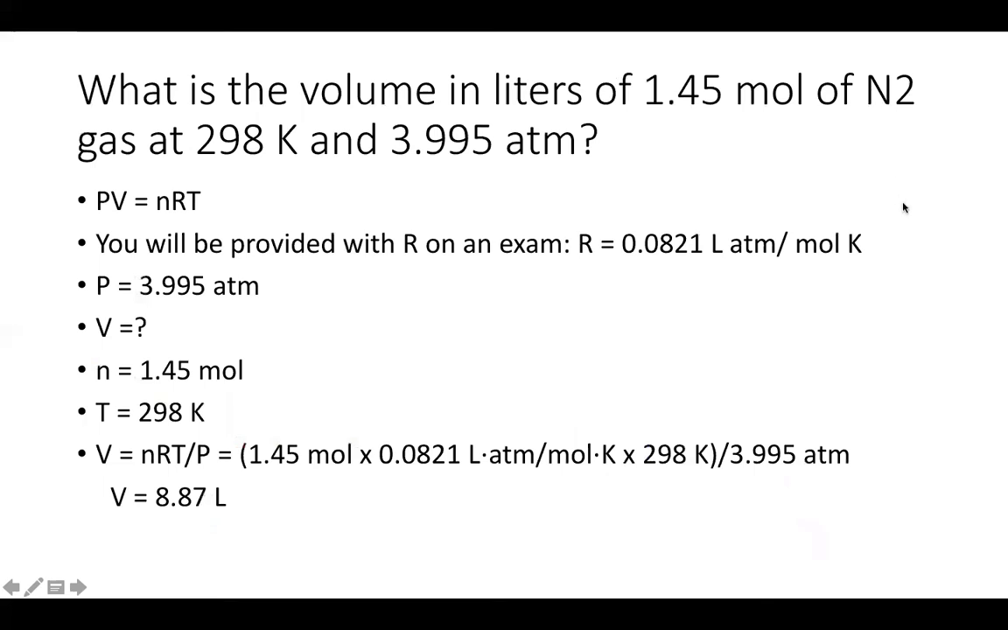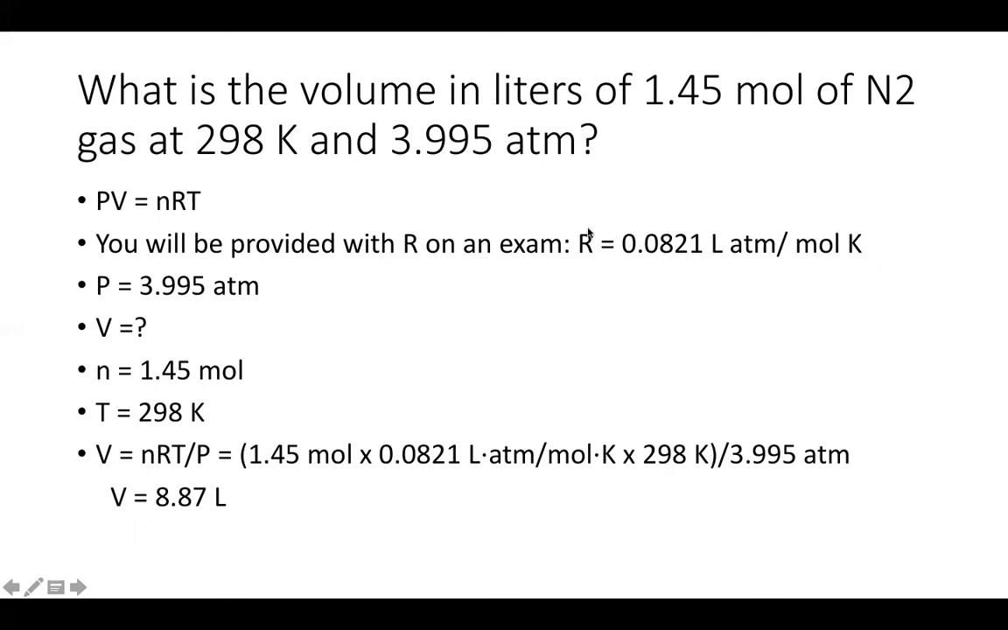Okay, and then this was a question about gas laws. The question was, what is the volume in liters of 1.45 moles of N2 gas at 298 Kelvin and 3.995 ATM? This is a straightforward ideal gas law problem. So the equation is PV equals nRT. You will always be provided with R on an exam. So R is equal to 0.0821 liters ATM per mole Kelvin.